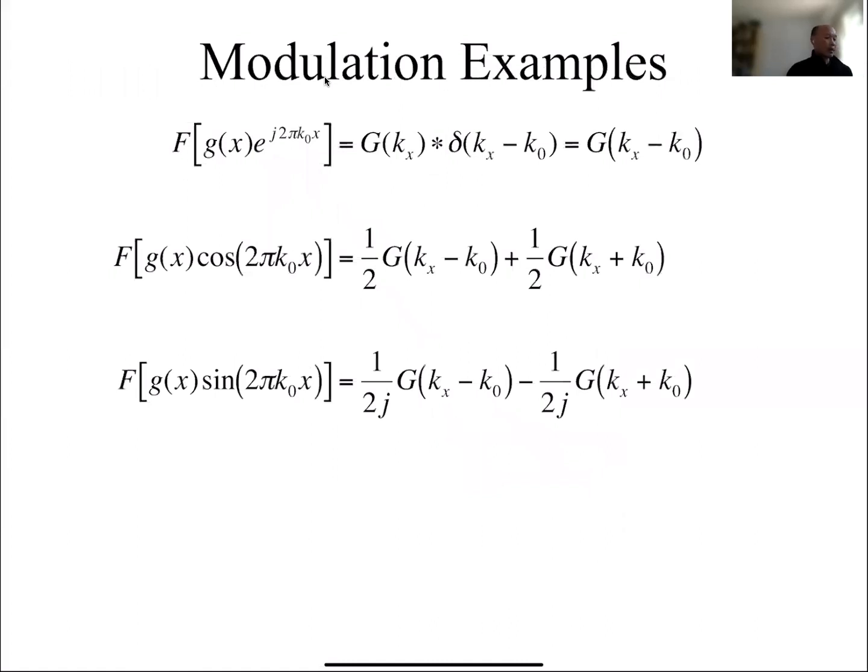And finally, modulation is just an example of the convolution theorem where we're multiplying by either complex exponentials or cosines. And here, you notice we're multiplying, so we're just convolving here with a shifted Dirac delta function. Since the cosine is two shifted Dirac delta functions, we shift along both positive and negative frequency dimensions.